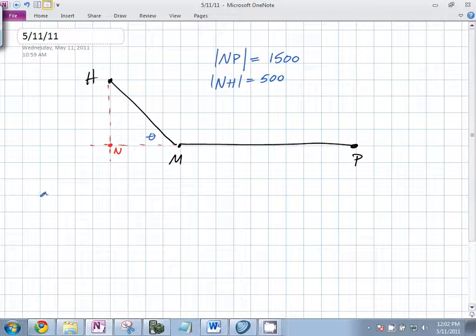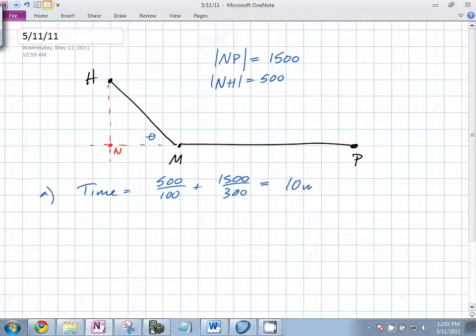So for A, time is going to be, someone tell me what I need to do. 500 divided by 100 plus 1,500 divided by 300. So if you do those distances, you end up with 10 minutes. Okay, that's great.